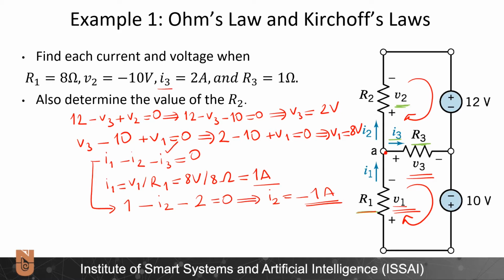The question also asks us to find the value of R2. R2 will be equal to simply V2 divided by I2. When I plug in the values of V2, which is equal to minus 10 volts, divided by I2, which is equal to minus 1 ampere, I end up with 10 ohms as the value of R2 in this question. I can also go and find the values of R1 and R3 just to double check whether I did this question right or wrong, but I will not do those right now.